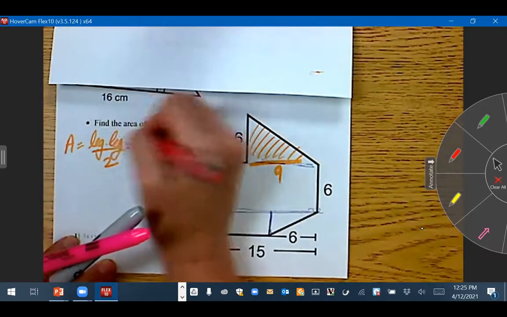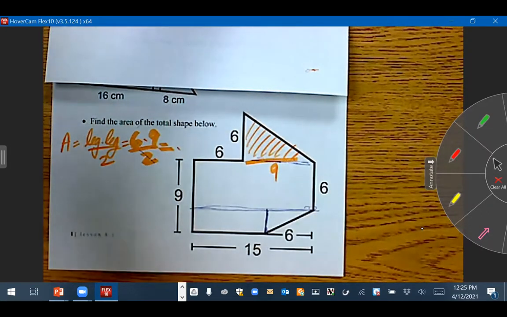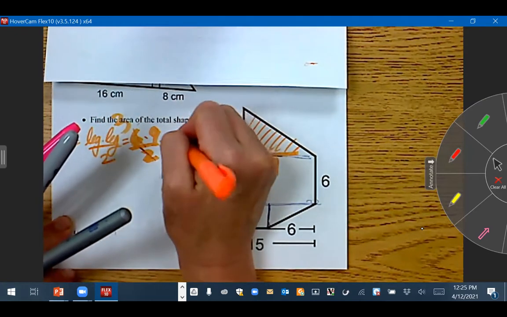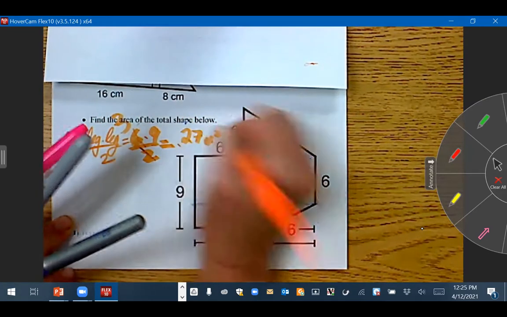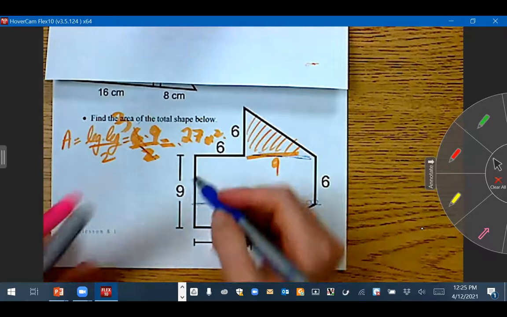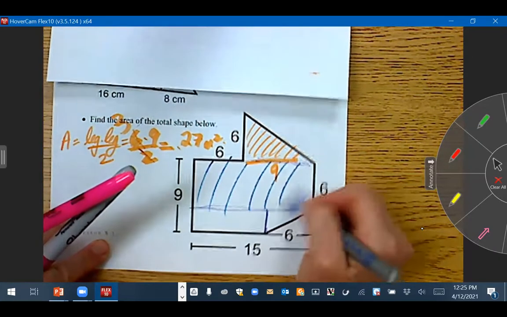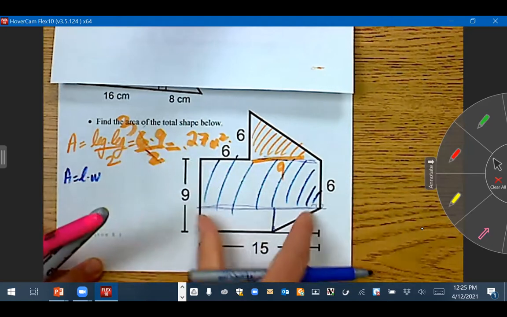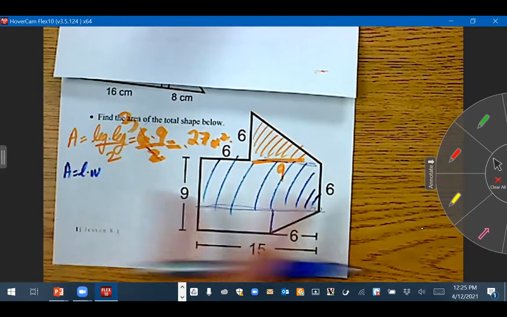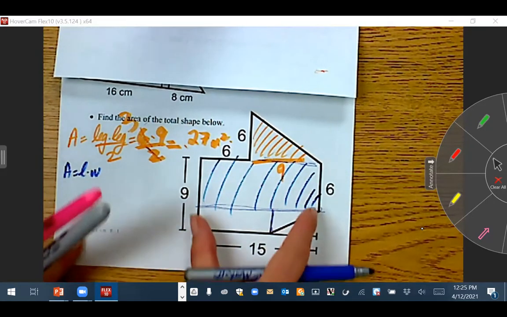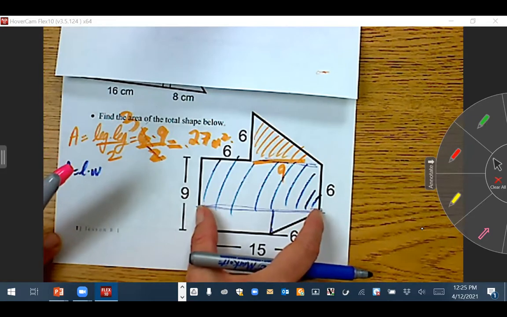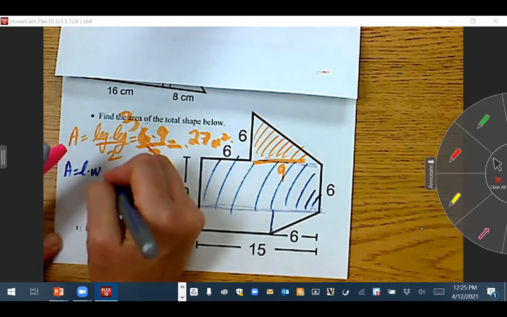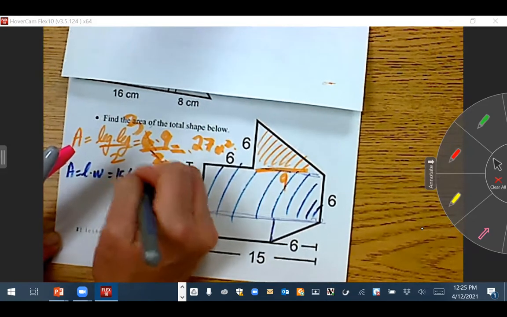I'm going to take the 2 in there. That's 3. So that ends up being 3, and that's 27 units squared. Now we're going to keep going. This, of course, is a rectangle. Area equals length times width. Okay, look at the fingers. So Edwin, what's our length here? That is 15. Good. What's our width? There, good. So I have 15 times 6.